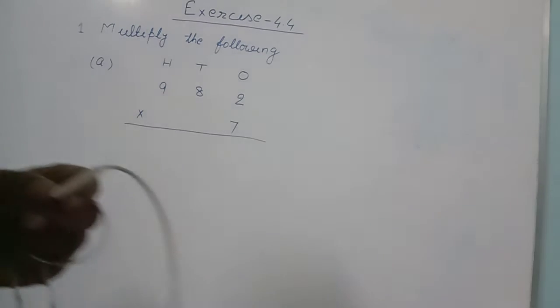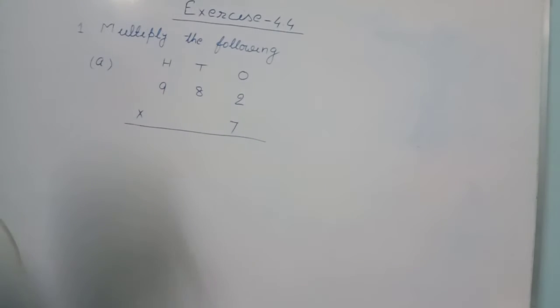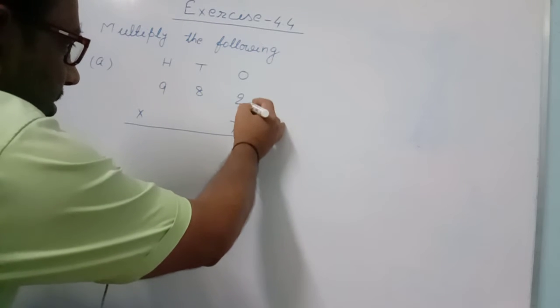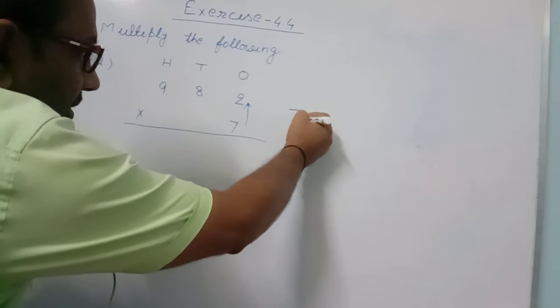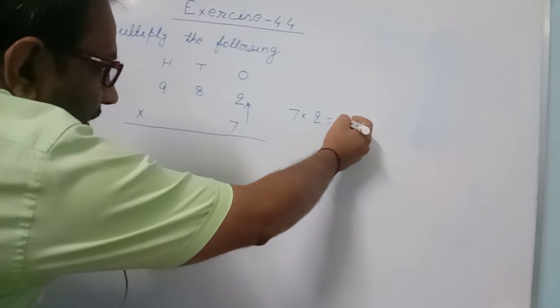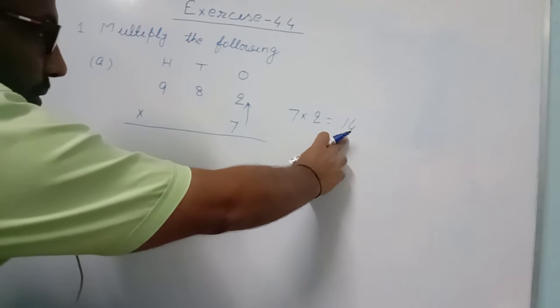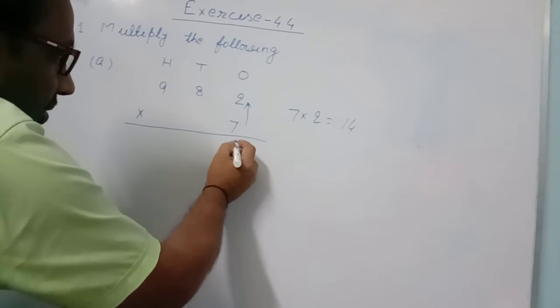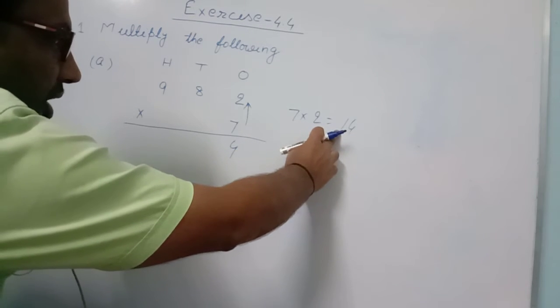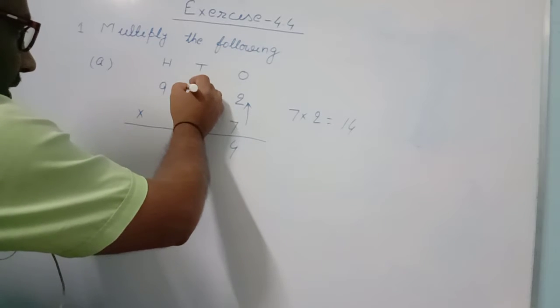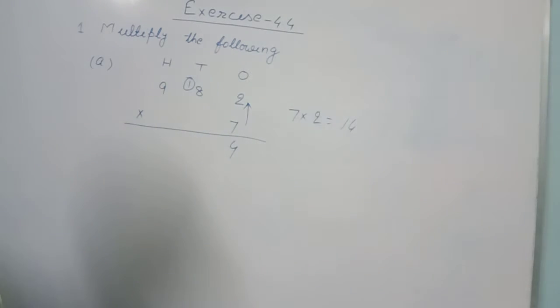Here you are asked to multiply 982 by 7. So first we multiply these two numbers, 7 into 2. So you will read the table of 7 twice, 7 2s are 14. So this 4 is coming at 1's place, so I wrote here 4, and this 1 is coming at 10's place, so I wrote here 1.